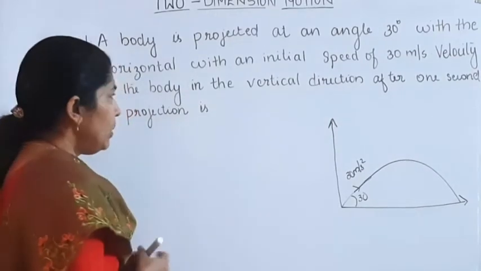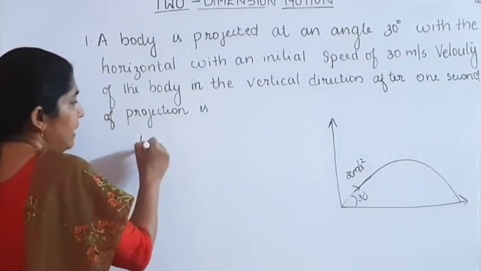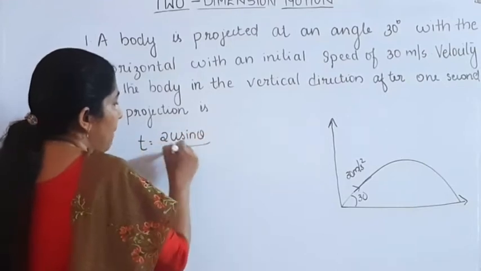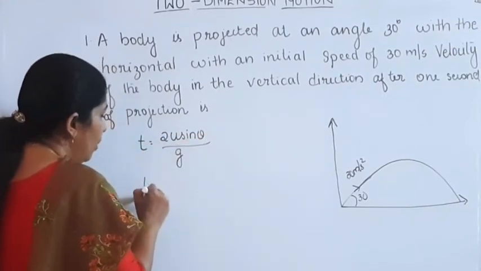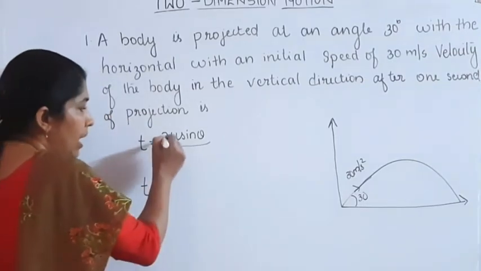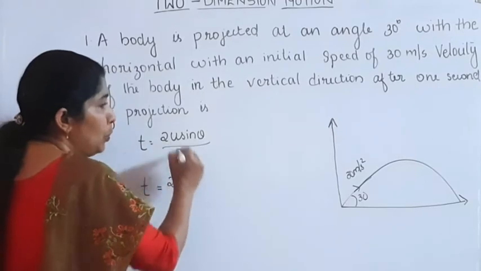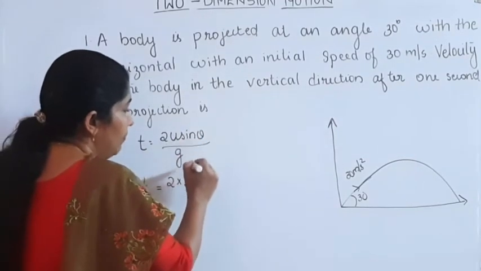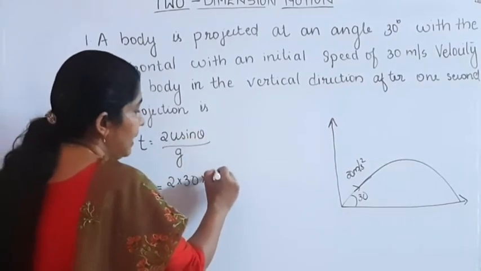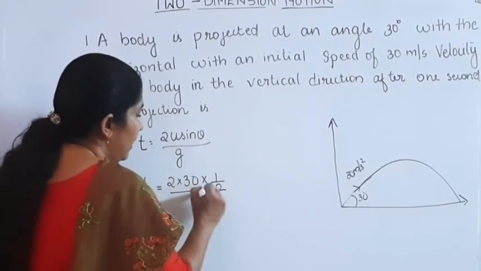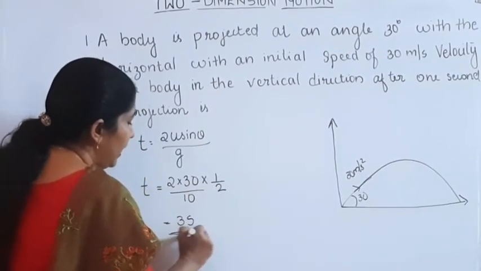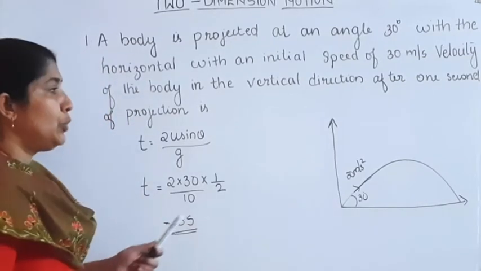What about the time? Time of flight t is equal to 2u sine theta divided by g. By using this equation, we can find the total time taken by the projectile. Total time is equal to 2 into 30 into sine theta, sine 30 is equal to 1 by 2, divided by g, 10. It's equal to 3 seconds. Total time taken by the projectile is 3 seconds.